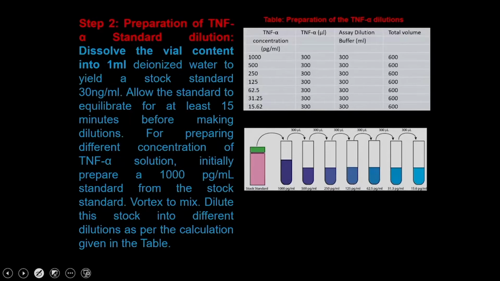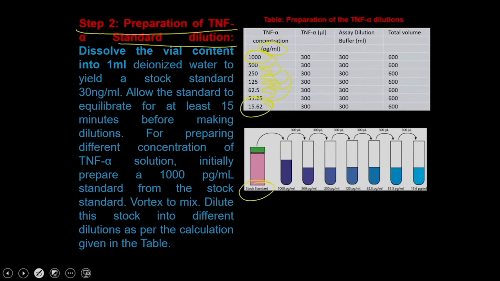In step 2, you have to prepare the TNF alpha standard dilutions. You start with 1000 picogram per ml and then do serial dilutions, like we discussed for the indirect ELISA as well, and ultimately you are going to get the 15.56 picogram per ml dilution. So, this is exactly what you have to do.